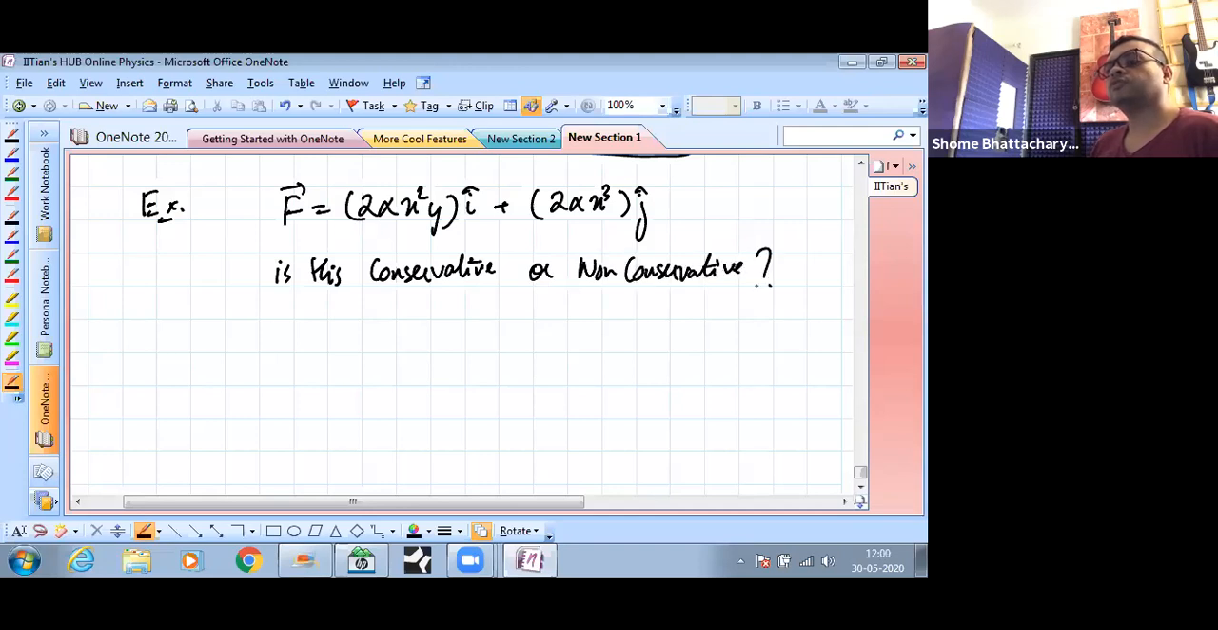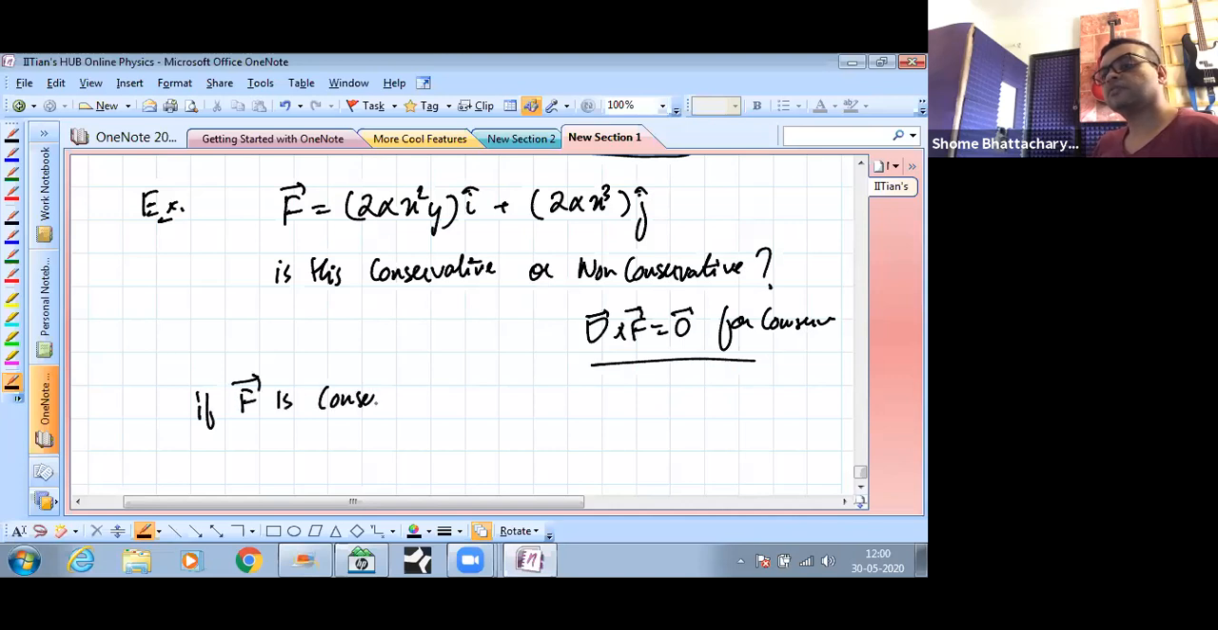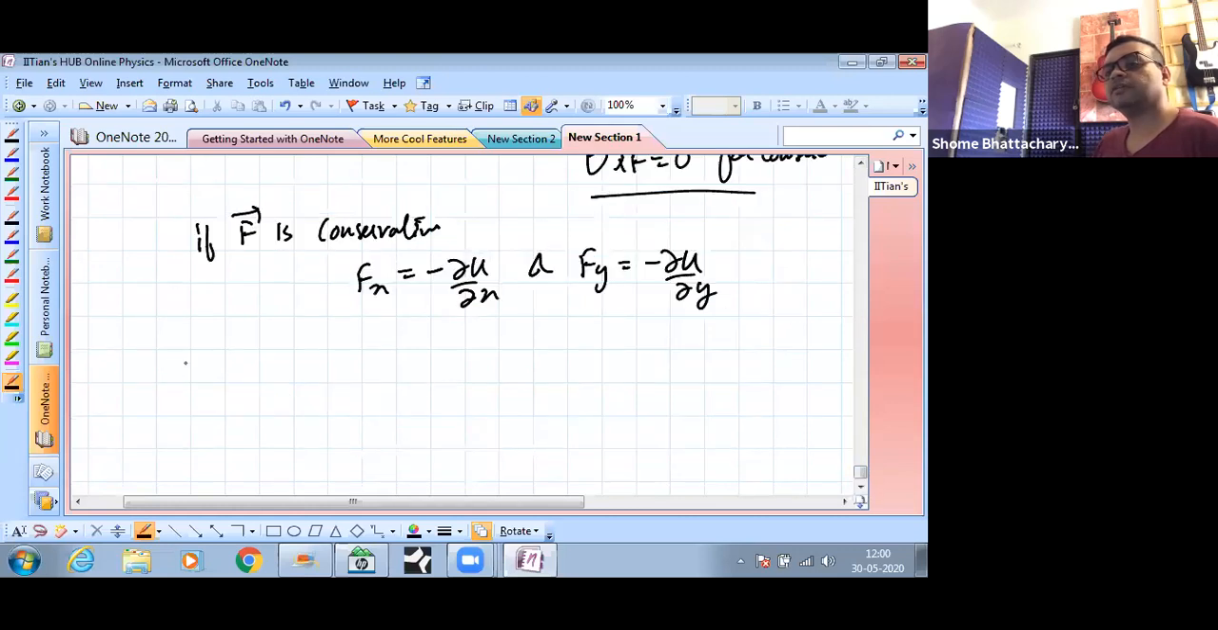So I'm sure all of you know this method that del cross F would be 0 for a conservative force. But let's understand actually where that comes from. Another way to understand it: if F is conservative, my Fx should be equal to minus del U by del x, and Fy should be equal to minus del U by del y. Now let's solve both of these partial integrations separately and see what we get.